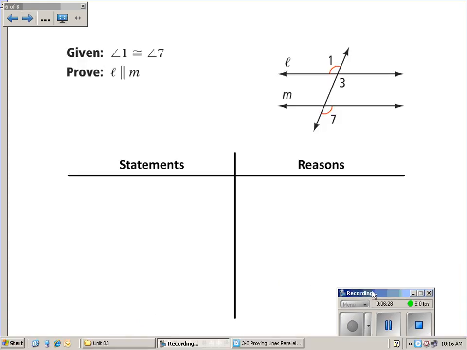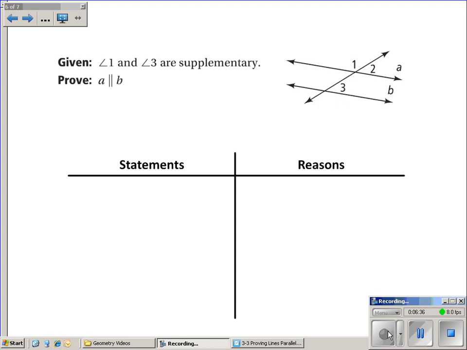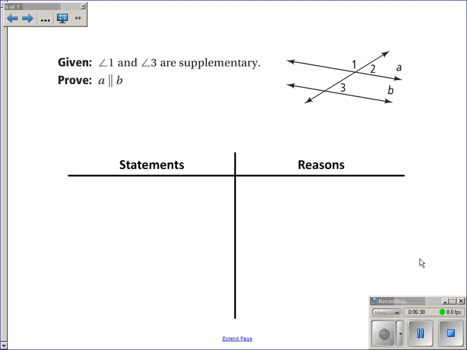Okay, let's look at two proofs. One is proving that angle 1 and 7 are congruent. Okay, I changed my mind. We'll be looking at one more proof, just so it's a little bit different than the ones that I talked about in the previous video. Angles 1 and 3 are supplementary, and we want to prove that A and B are parallel.